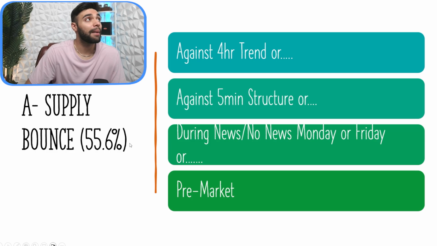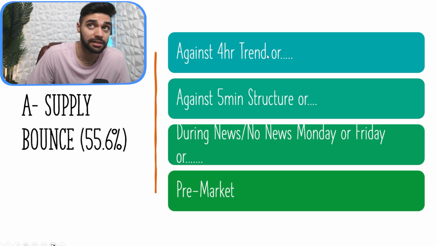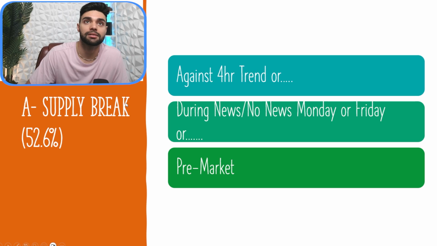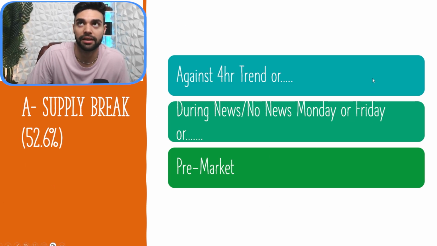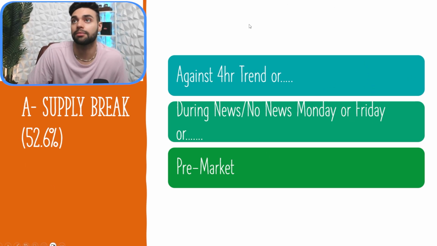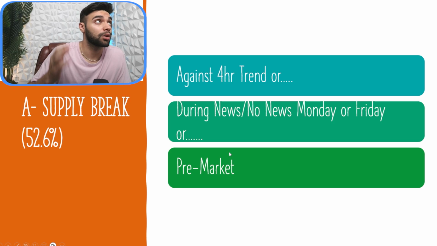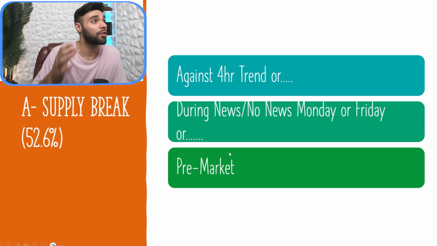Now, for an A- supply bounce, let's go over what we talked about, right? Against the 4-hour trend, against the 5-minute structure, news, pre-market. That will make it A-. Same thing with the breaks, right? Against 4-hour trend, news, pre-market, no news, Monday or Fridays. Those are things that kind of make my setups A- because I have all the data to back it up.